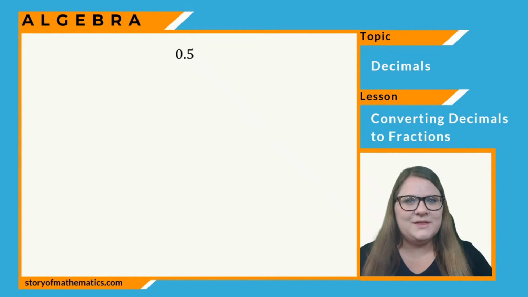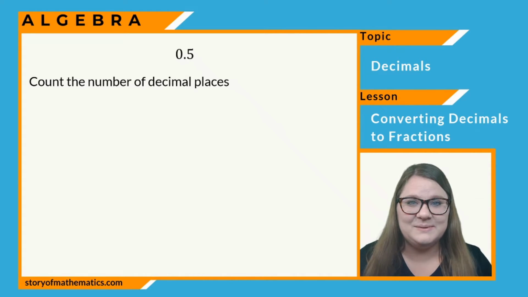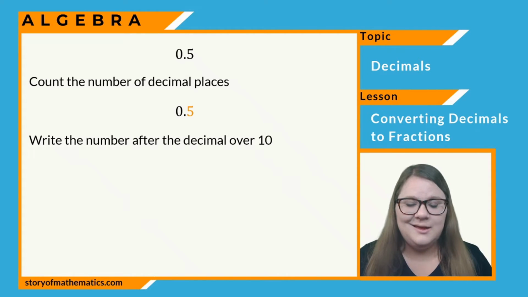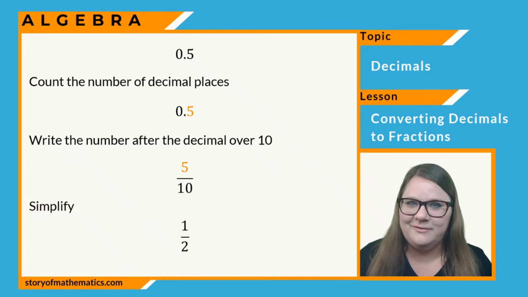So starting with this example, 0.5. I need to count the number of decimal places. Well, there's only one digit after the decimal, so that means that my new denominator is going to be 10. So I'm going to take that number after the decimal, the 5, and write it over 10 and simplify my fraction. I can divide both 5 and 10 by 5, which gives me the simplified form of 1/2.